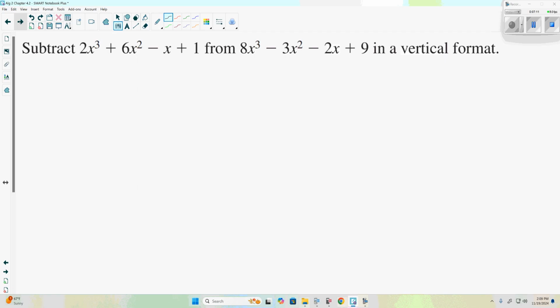Subtraction vertically is going to be almost the exact same thing as when we subtracted horizontally or added vertically. We put our first expression first. So we're wanting to take or subtract 2x cubed plus 6x squared minus x plus 1 from this here.